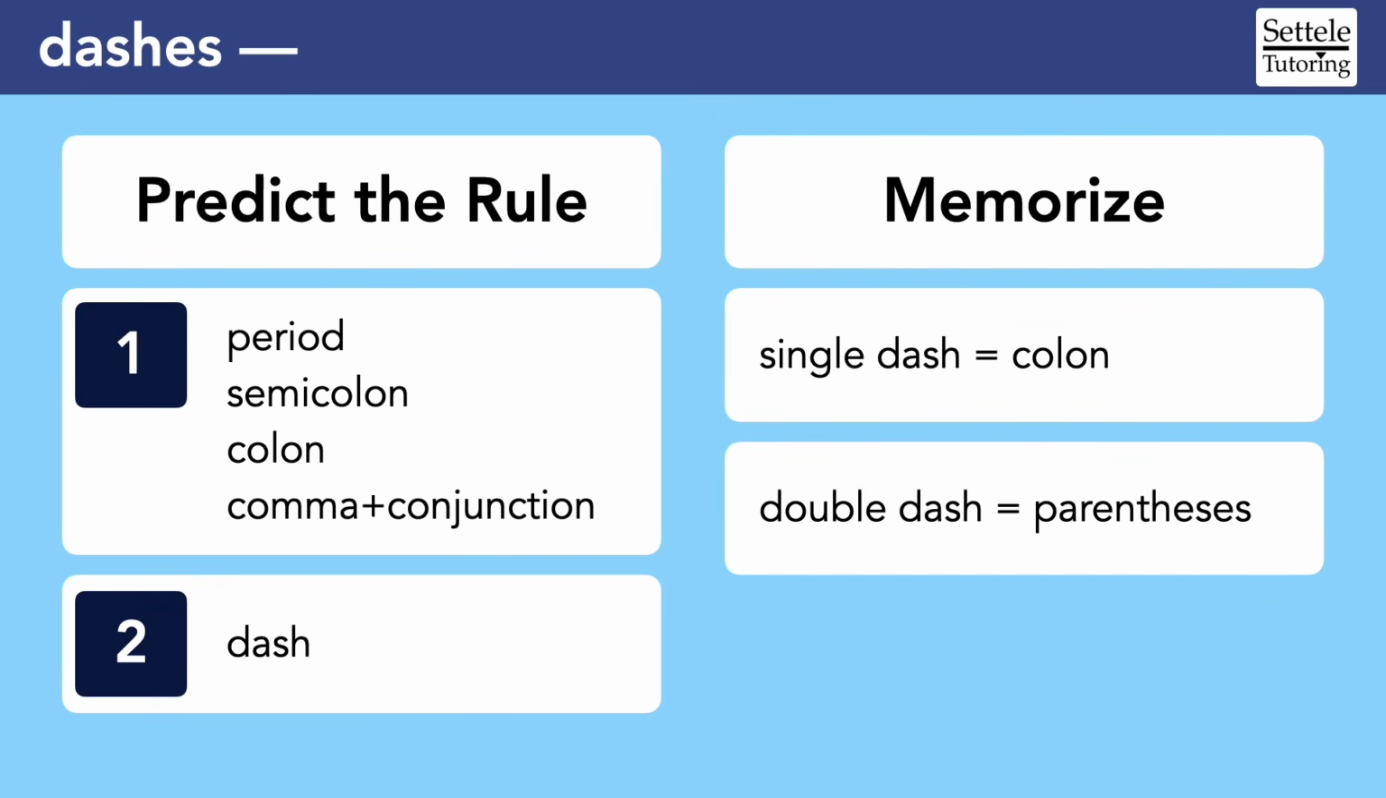Remember that a single dash is essentially the same as a colon, with a complete sentence before the dash and either another complete sentence or an extra clause after the dash. The double dash will always mark off an extra clause, so we can often ignore the words between the double dashes to make sentences shorter and easier to read.